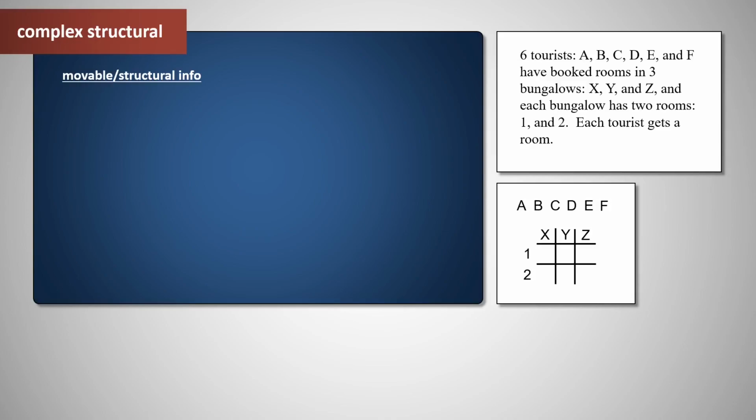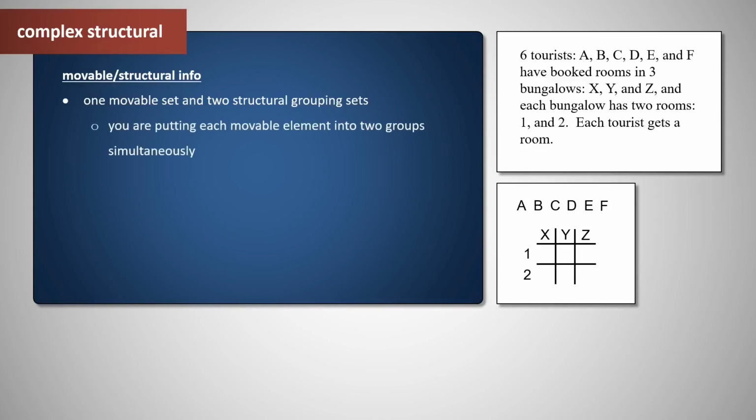Now, before I get to how I drew it and what I chose down there, what you see is similar to what I had in terms of a column, but now I've added rows. Before I explain all that, let me go into a little more detail on the difference between the basic games and the complex games, and what is specific to the complex structural games. So, you're always going to have one movable set and 2 structural grouping sets. It's still movable and structural, but now you have an additional structural set. So you're essentially putting each movable element into 2 groups simultaneously.